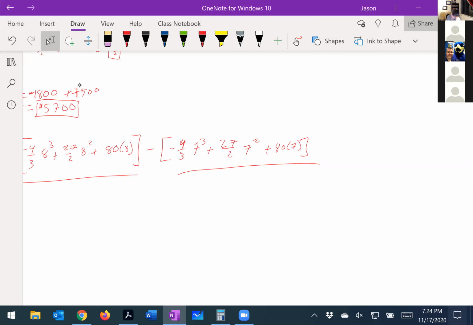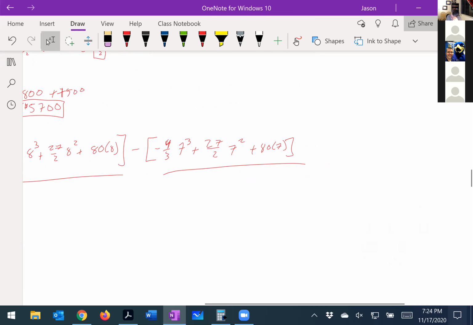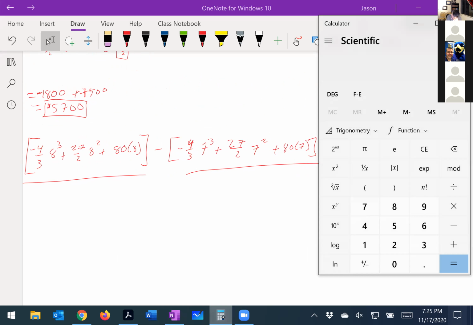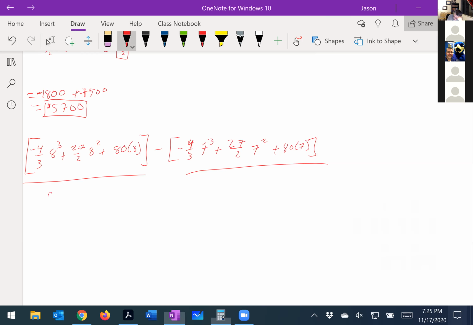Okay, there we go. So negative 4 divided by 3 times 8 raised to the third power plus 27 divided by 2 times 8 squared plus 80 times 8 equals 821.3 repeated. Okay.